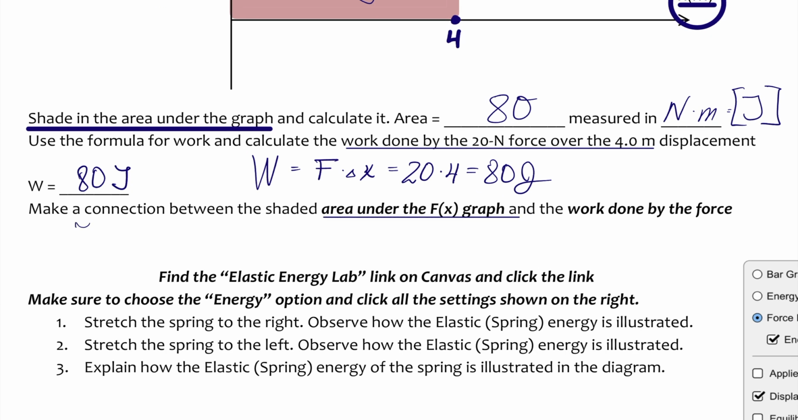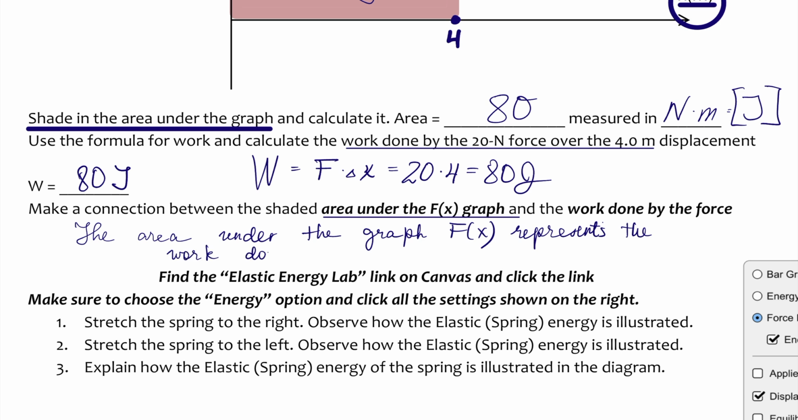The area under the graph, force versus displacement, represents the work done by that force. Important: by the force. Not on the object by some other force, but by that force that you applied.